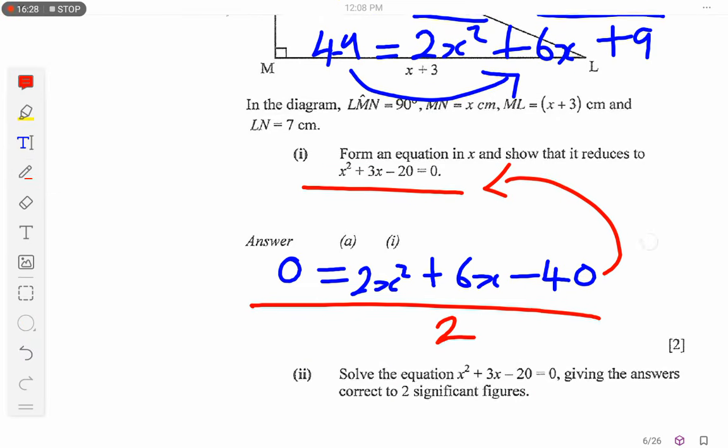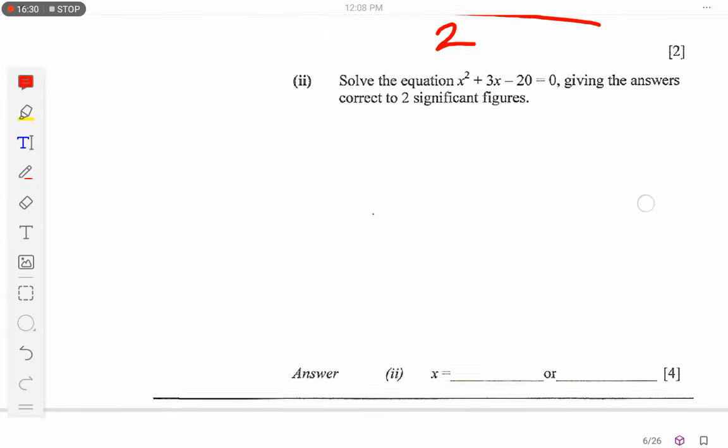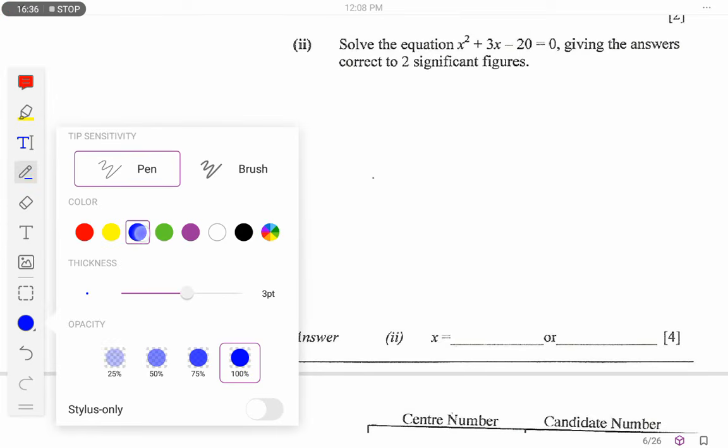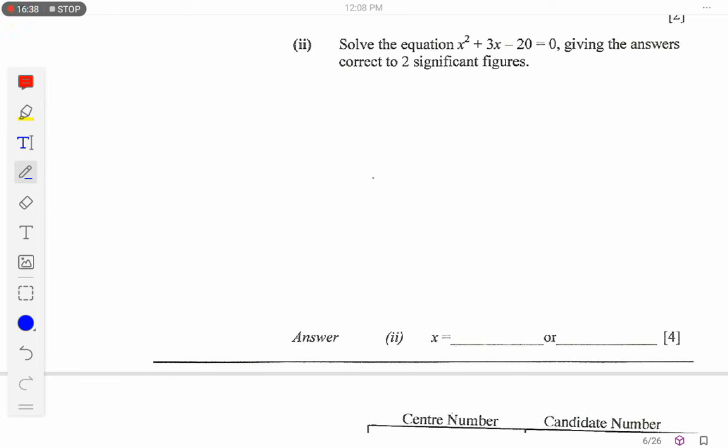Let's move on to the next part of the question. So now they are saying solve this equation. The way they are asking us the question, they are saying correct it to 2 significant figures, meaning to say you don't have to stress yourself to find factors. It means you just go and use your quadratic equation formula straight away.